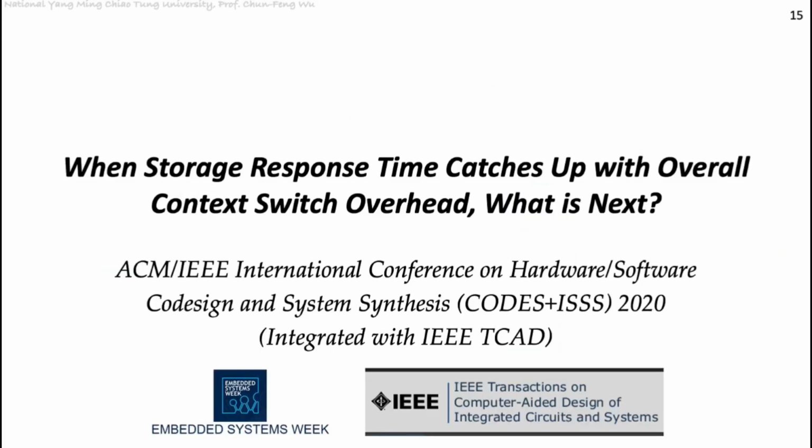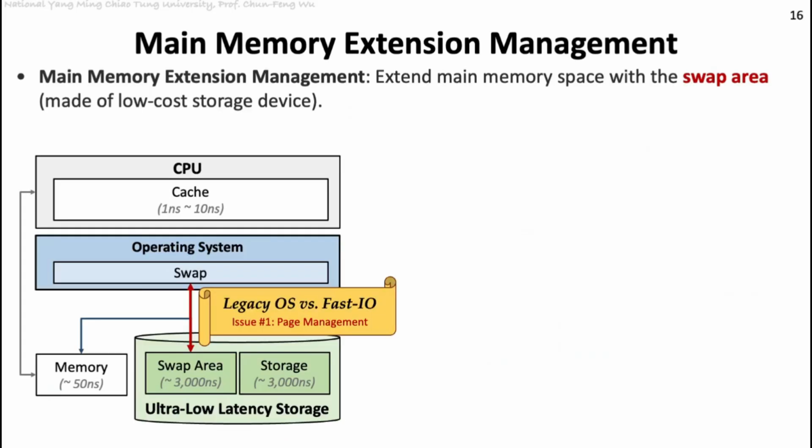Okay, so the first topic we talked about is the hardware-controlled memory extension. For the second topic, we will talk about how to do the memory extension from the operating system aspect. The second one we will talk about is, when there are very fast storage devices, how the operating system should be rethought.